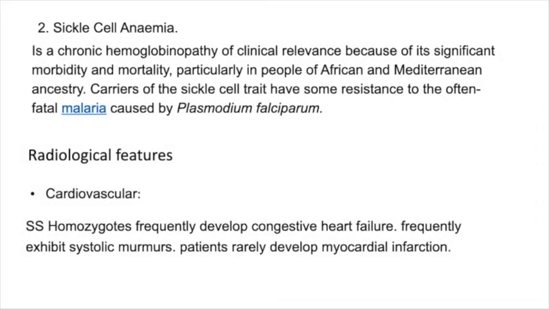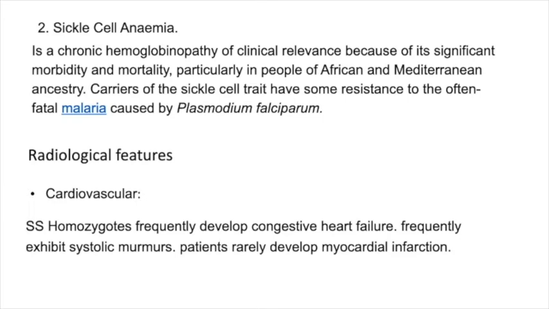You know how significant the morbidity and mortality of sickle cell disease is in this country. It's a very common disease, and you're going to see a lot of patients with this kind of pathology. So let's go straight to the radiological features. Sickle cell disease produces cardiovascular changes and bone changes as well. Let's start with the cardiovascular changes.